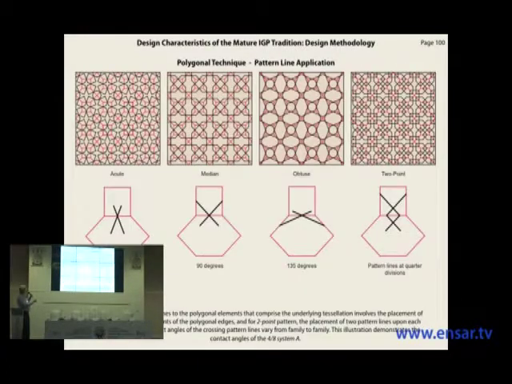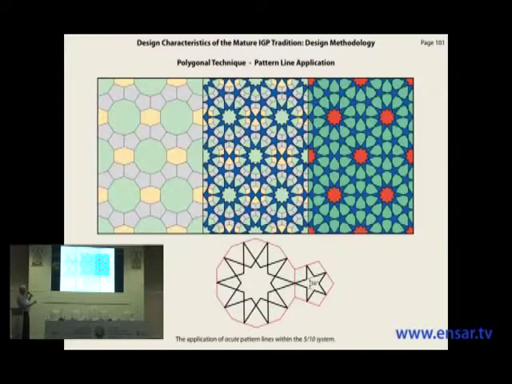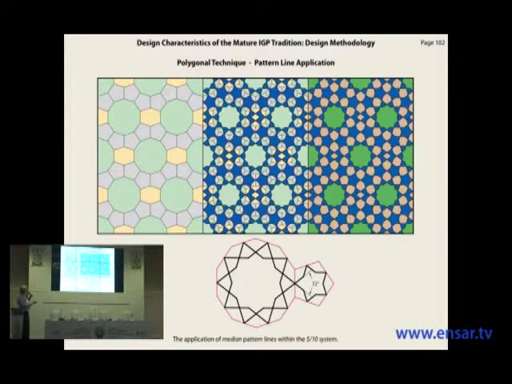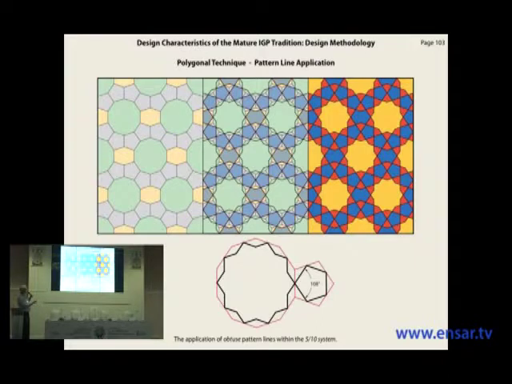And so then this is the pattern making. Again, we saw that basically. This is as it goes on to 10 pointed stars with 36 degrees, 72 with a median, the obtuse 108, and the 2 point.